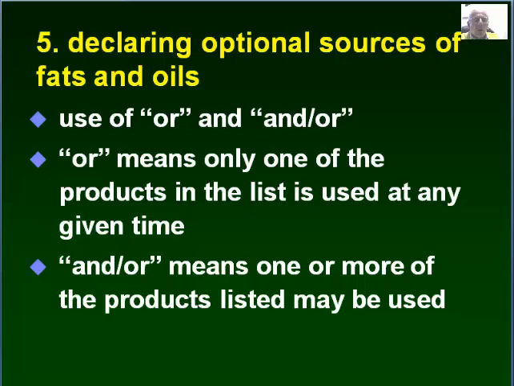If we see "and/or," that means that one or more of the products listed may be used. So if it says corn oil and/or canola oil, it may mean that both of those oils are included as an ingredient in that particular product.